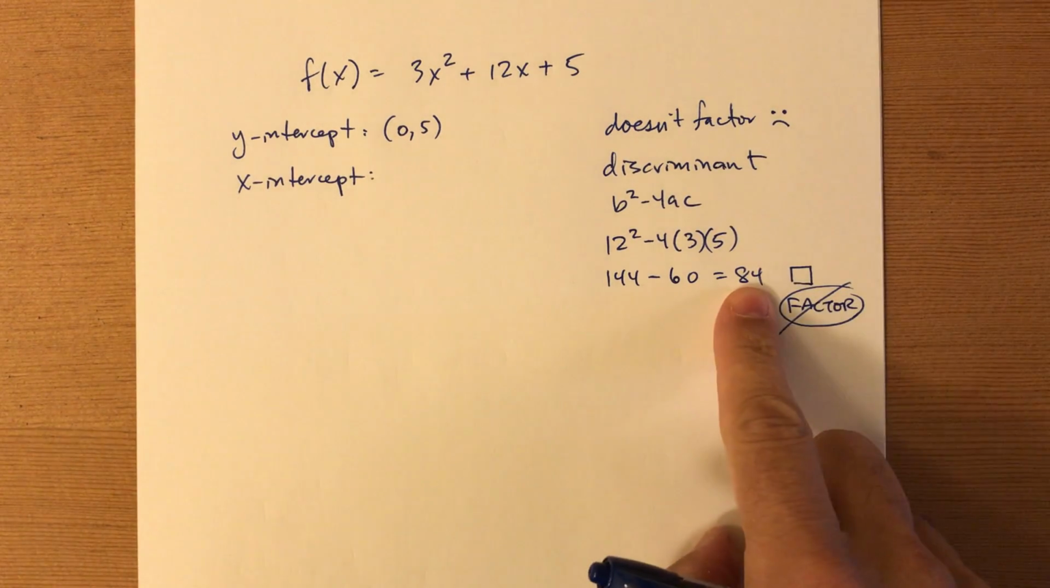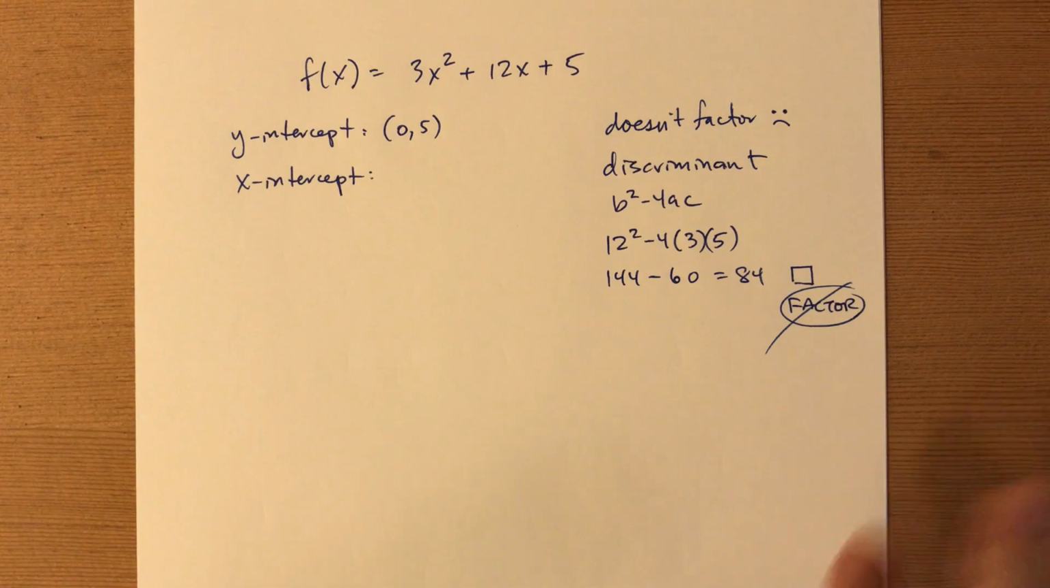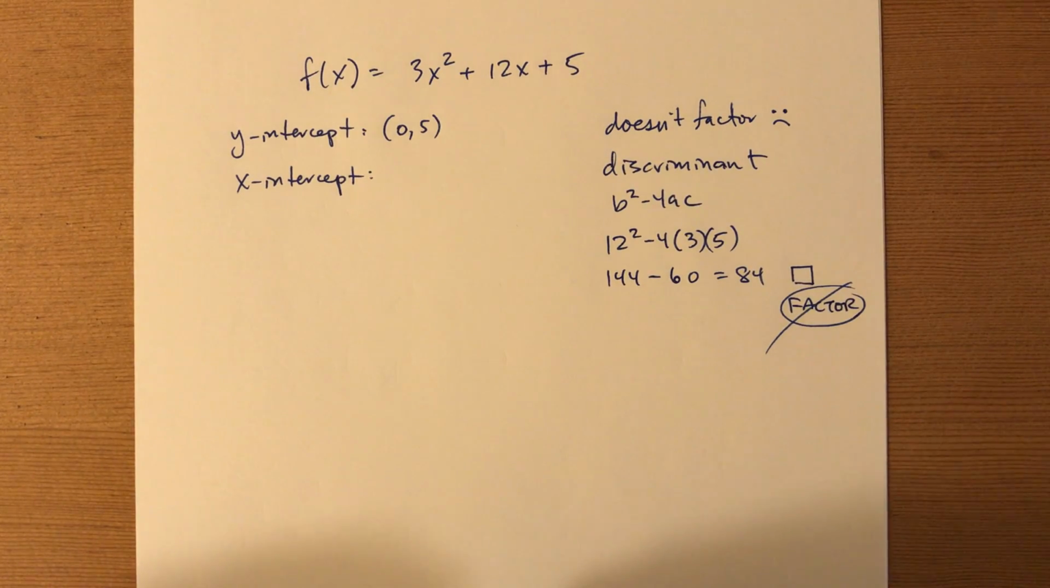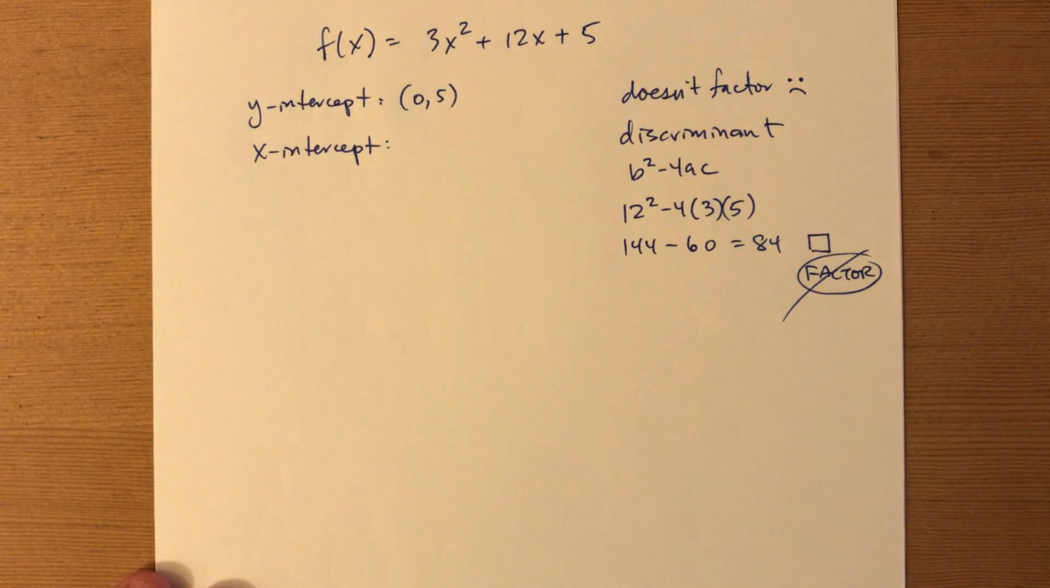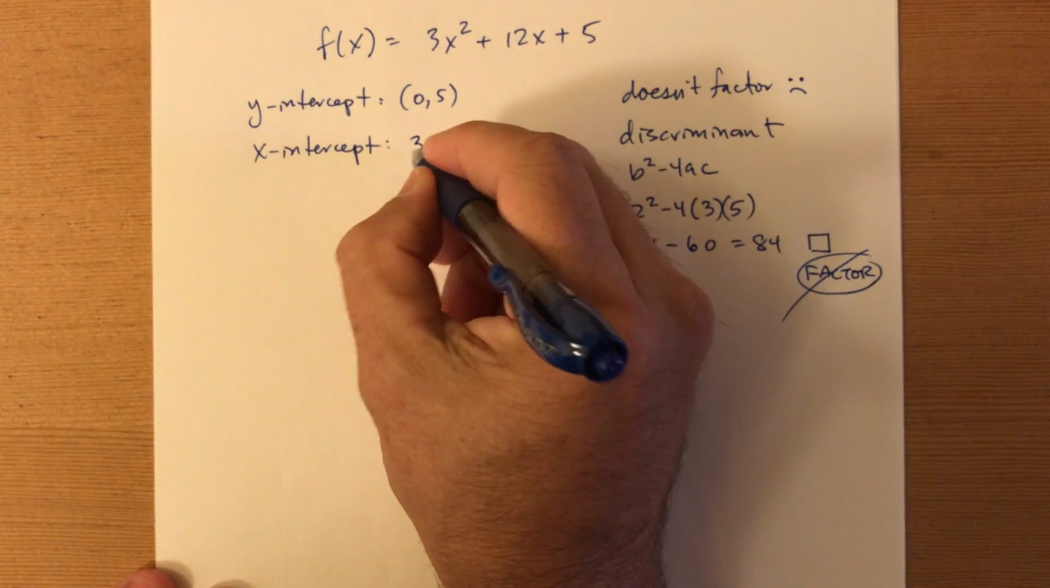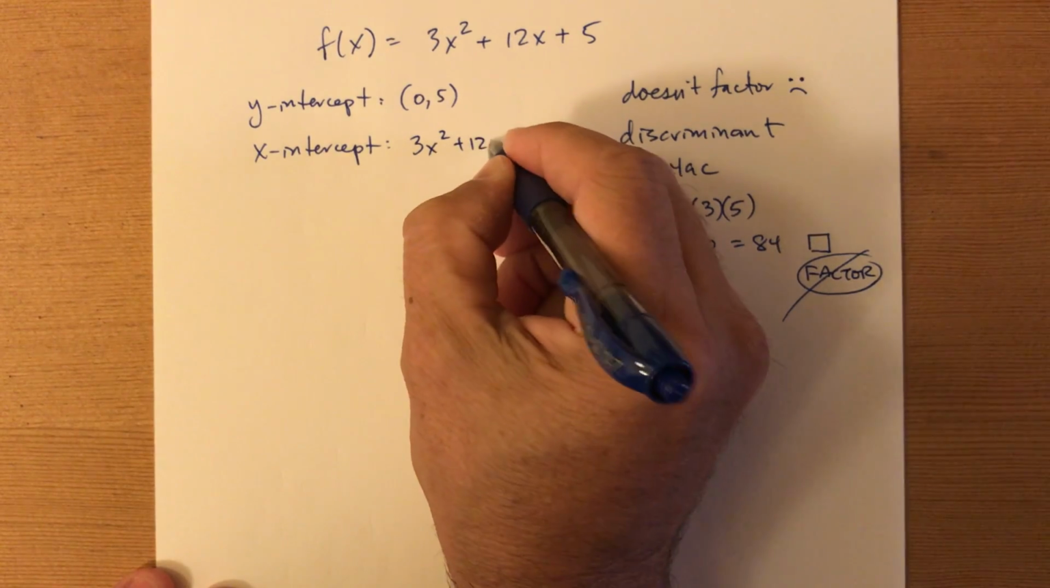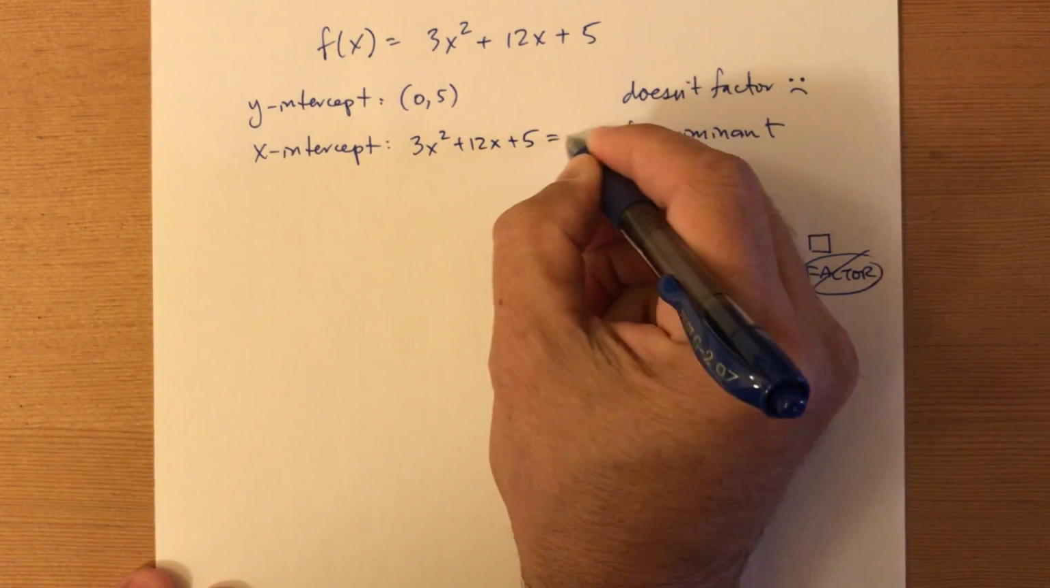And if this was negative, then I would know that it actually has no x-intercepts. That means the entire graph is either above the x-axis if it's cupped up, or below the x-axis if it's cupped down. So it's just a good little trick there. Just look at it and be like, this thing doesn't factor. Let's move on. Since it doesn't factor, we're going to have to do some more heavy lifting.